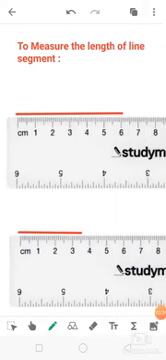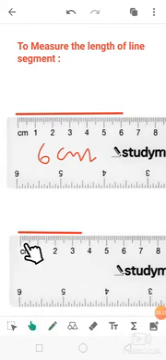To measure the length of a line segment. Now a line segment is given. We are going to write the measurement. See, the line segment starts from 0 and you have to see where the line ends. The line ends in number 6. So, the measurement of this line is 6 centimeter.